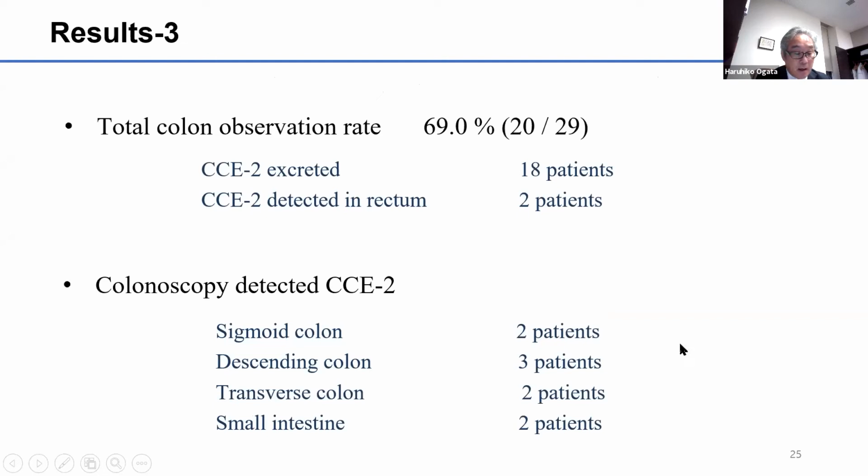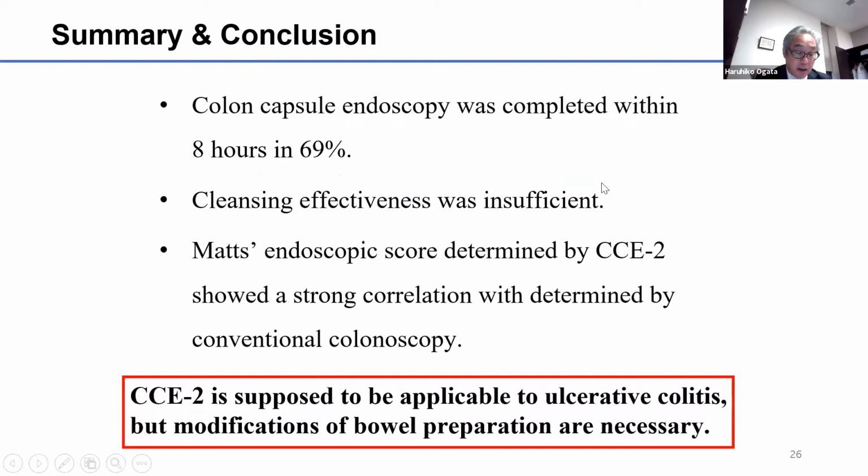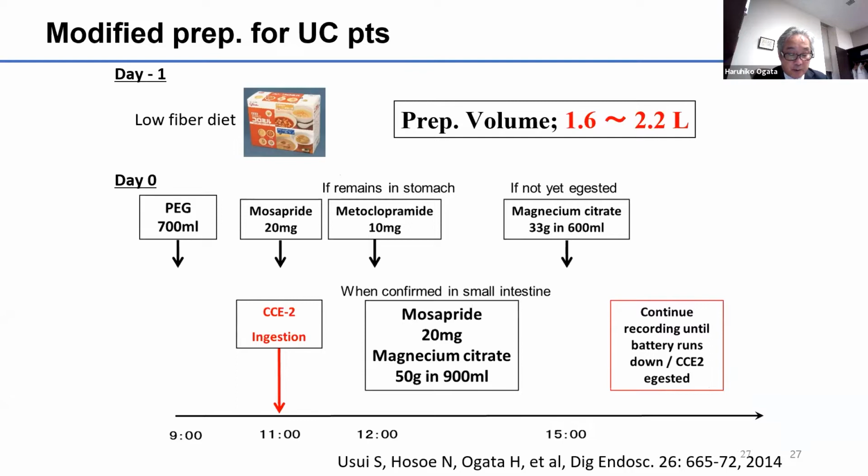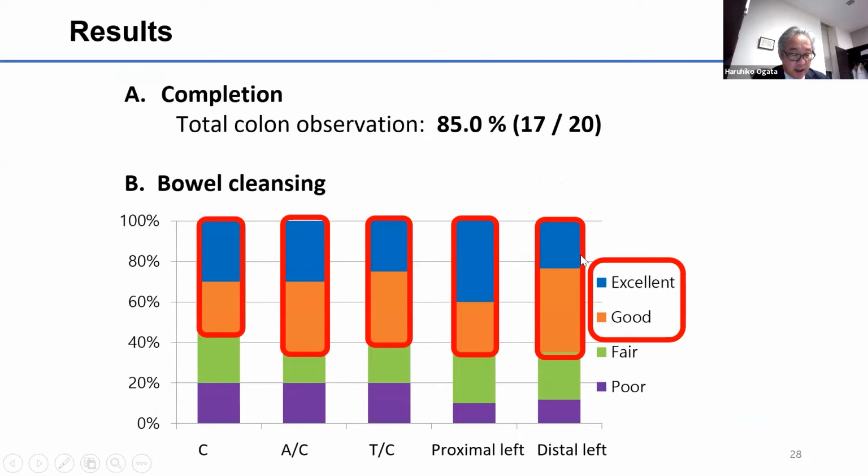However, the total colon observation rate, which is the capsule excretion rate, was not so excellent, which meant the findings of the distal colon or rectum sometimes could not be evaluated. This pilot study showed that colon capsule is supposed to be applicable to UC, but modification of bowel preparation is necessary for total colon observation. So in the next study, we modified the bowel prep as shown in this slide. Namely, we added some booster and prokinetics during preparations. The results show that both total colon observation and bowel cleansing levels improved, but not yet sufficiently.